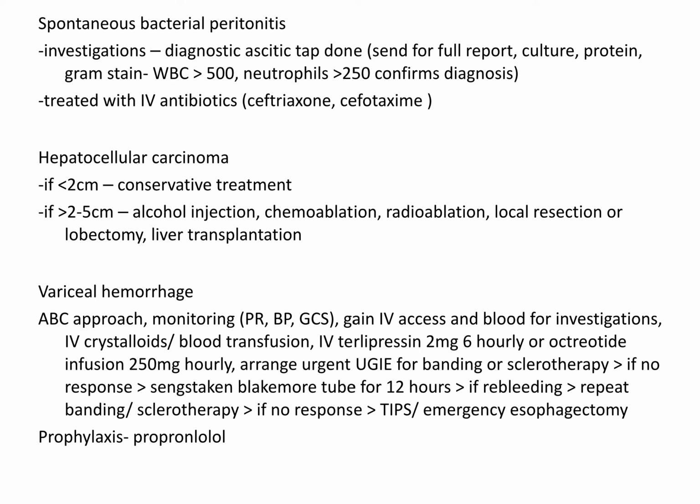And if the patient happens to develop spontaneous bacterial peritonitis, there are certain investigations to confirm that as well. So we can do a diagnostic ascitic tap, right? And then we have to send the sample for a full report, culture, protein, gram stain. And if the white blood cell count is more than 500 or the neutrophils are more than 250, then we can confirm the diagnosis of spontaneous bacterial peritonitis. And then the treatment would be to give the patient IV antibiotics. Preferably we can give ceftriaxone or cefotaxime.